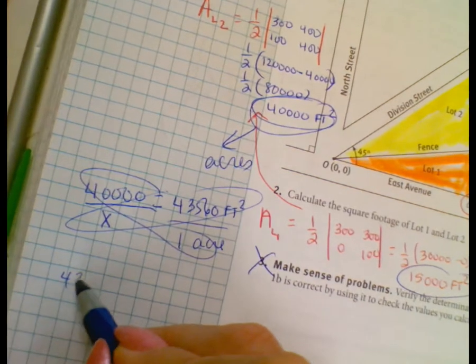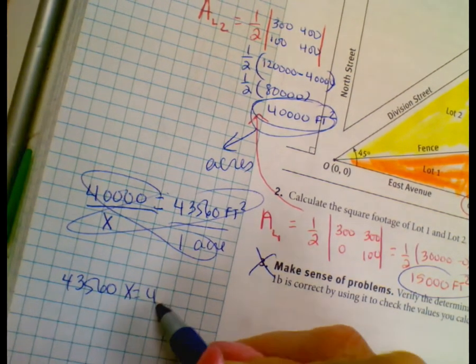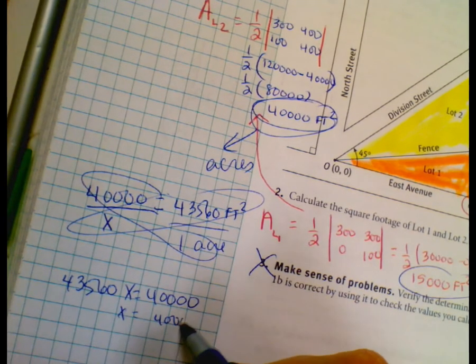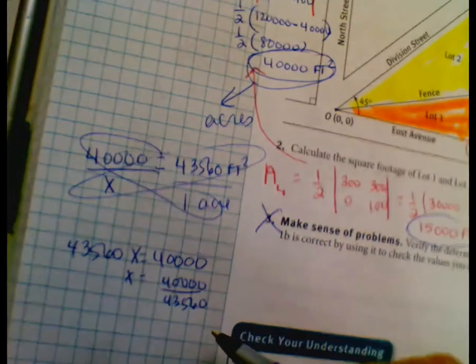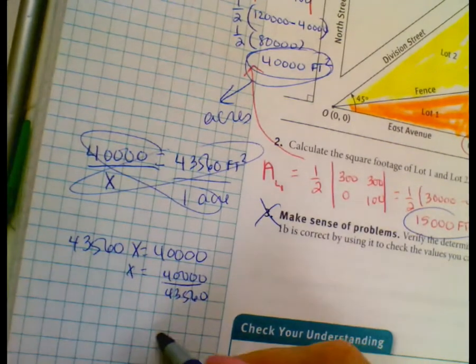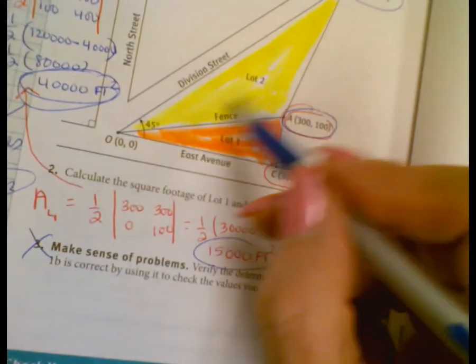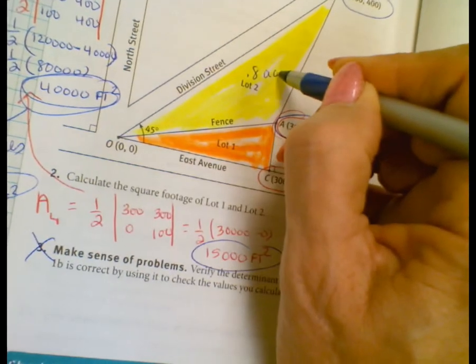All right, give me a second. 43,560 feet squared times X equals 40,000. And then you want to divide. If you punch this in your calculator, you get about 0.8035 acres. So this one right here, lot 2, is just under an acre, about 0.8 acres. And that's how you determine the acreage of a lot.